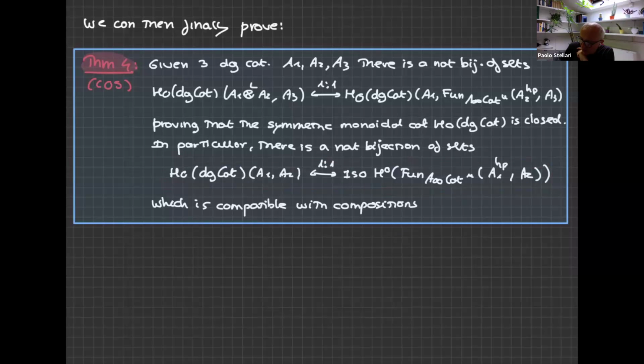So I have to comment a little bit about this decoration very briefly, but let me just mention that this description over here makes the bijection automatically compatible with the compositions in the first and the second argument, so in A1 and A2.